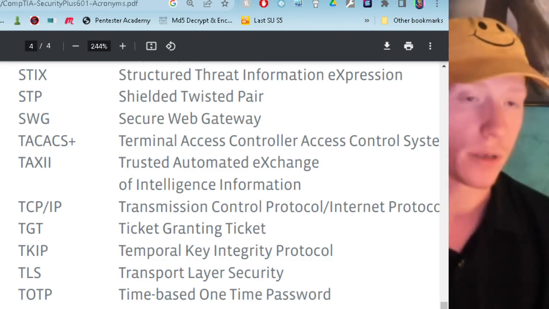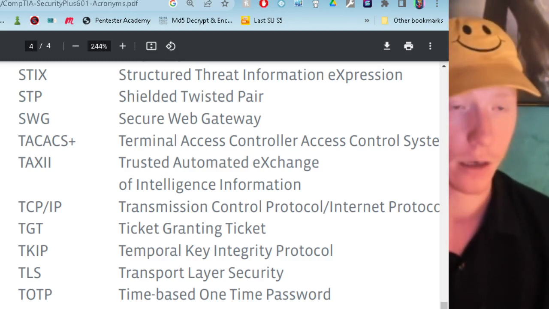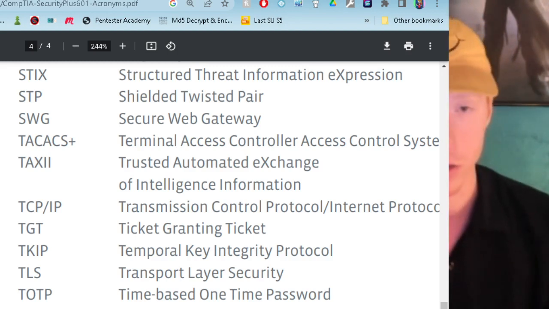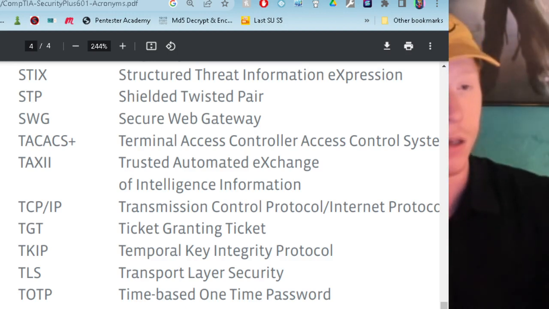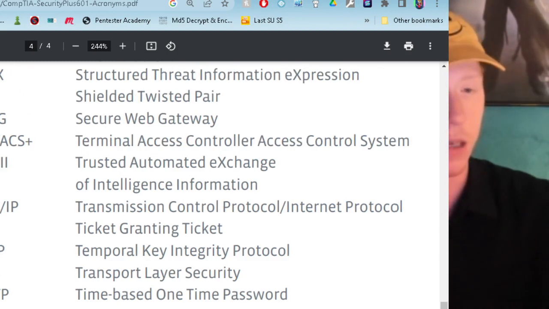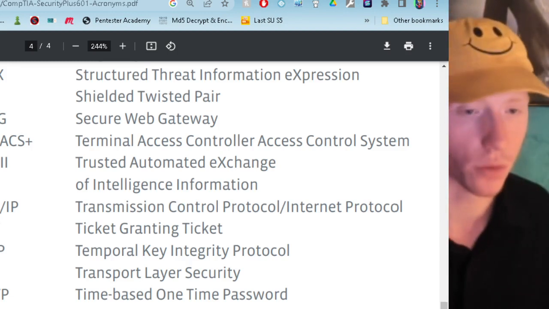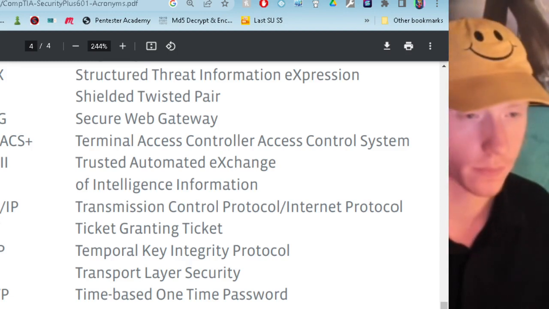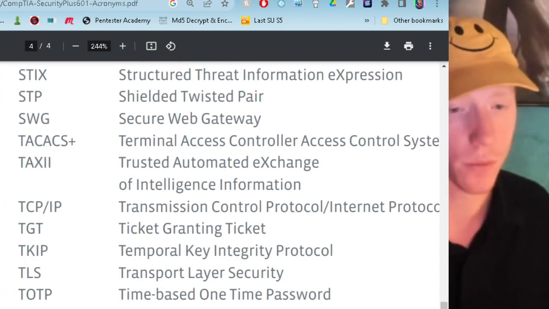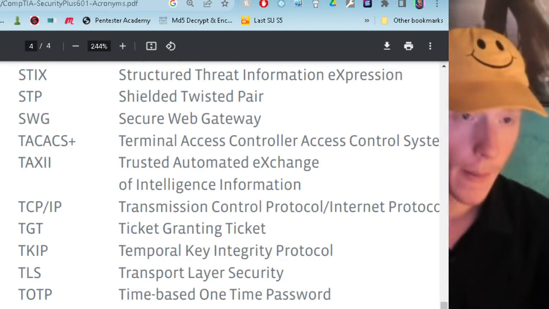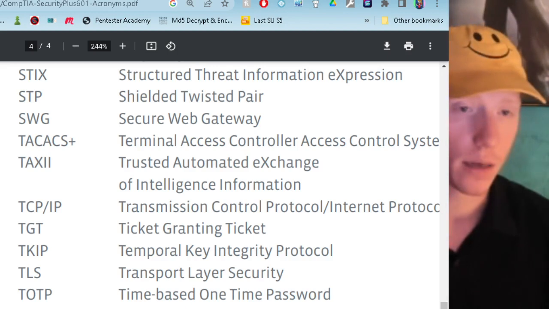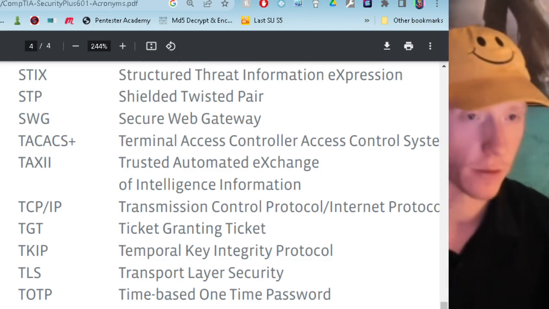Shielded STP is a shielded twisted pair. A UTP is an unshielded twisted pair. They're both kinds of cables. A SWG is a secure web gateway, and a TACACS is a terminal access controller access control system. That was just the simplest way to think of it. A TAXII is the trusted automated exchange of intelligence information.